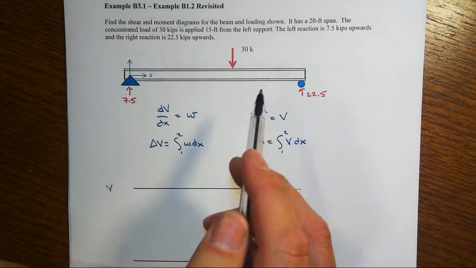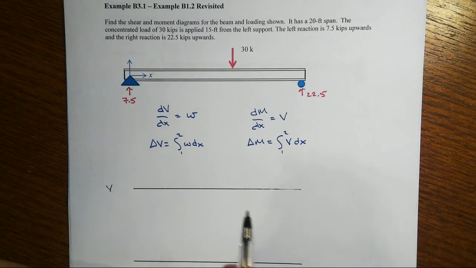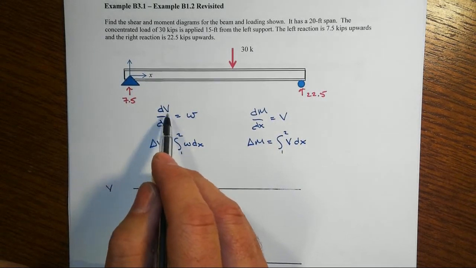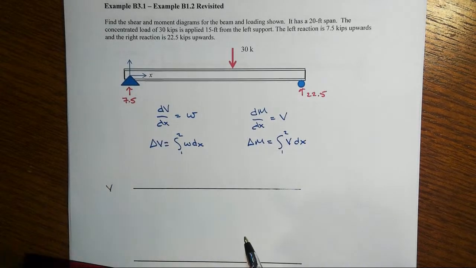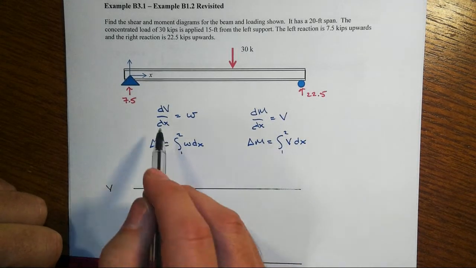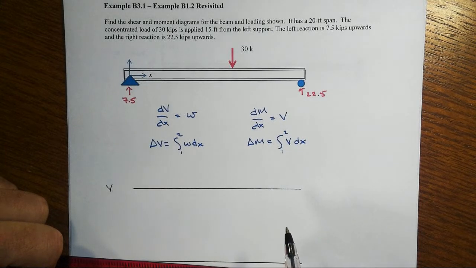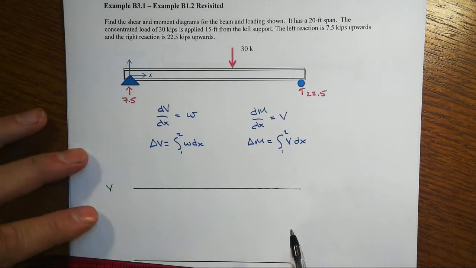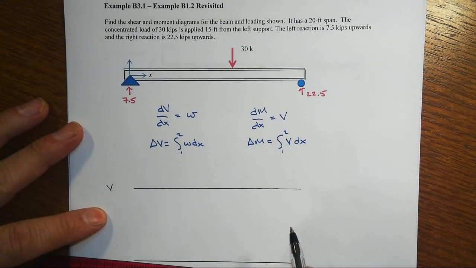Well, there is no distributed load. It's equal to 0 in this case. So the slope of the shear function is going to be 0. Right, now what you're going to hear me say is the slope of the shear diagram is going to be 0 because we're going to plot this. This is a sort of pseudo-graphical kind of approach.